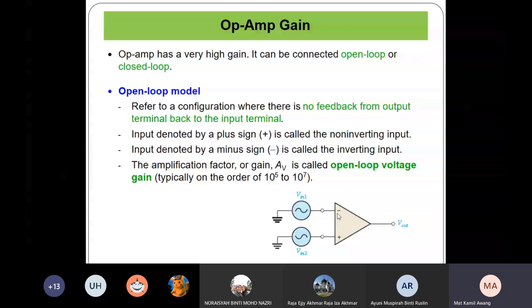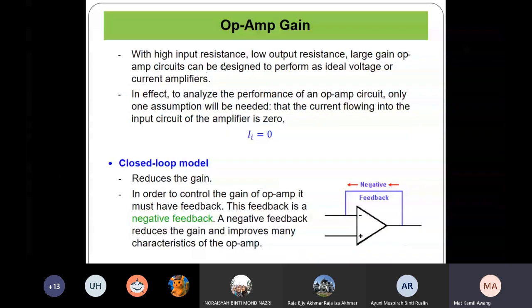Why is it equal to 0? Because of the high input resistance. The input resistance is here, in between the plus and minus terminal. So the resistance here is high. That's why the current is 0. There is no current flowing through this. Instead, the current is flowing this way. Right?